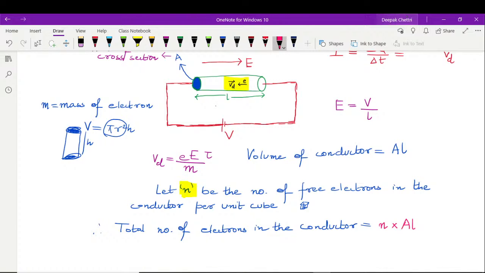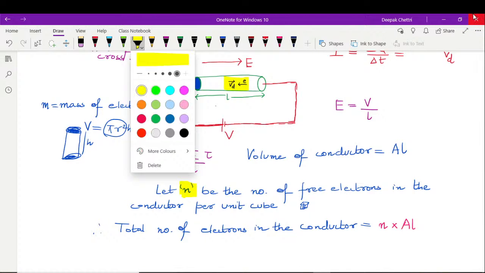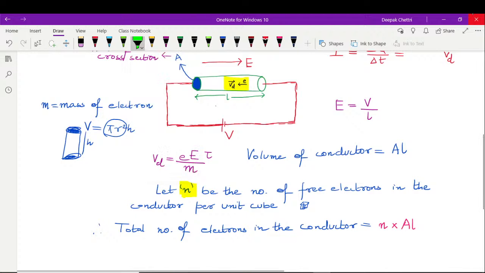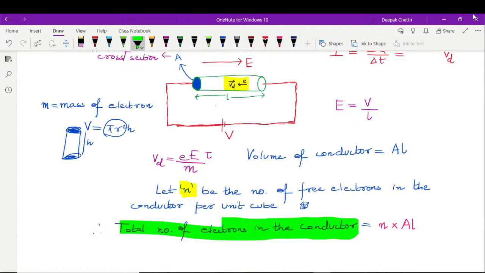Yes, any doubts? Is it clear to everyone? Till here it's clear? Total number of electrons is clear? How I found the total number of electrons, is that clear to everyone?